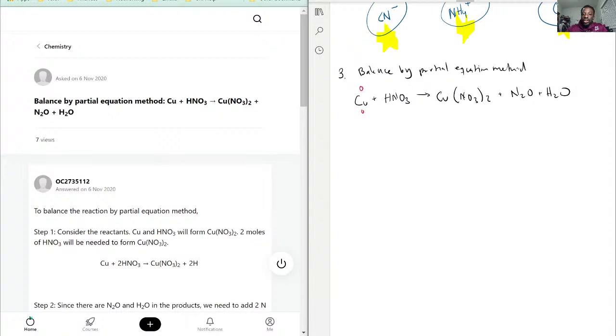HNO3, oxygen typically has an oxidation number of -2, and there's 3 of them, so that's -6. Hydrogen has usually +1, and because there's 1 of them, it's going to be +1. So in order for nitric acid to be neutral in total, this has to be +5 on the nitrogen. So nitrogen here is +5.